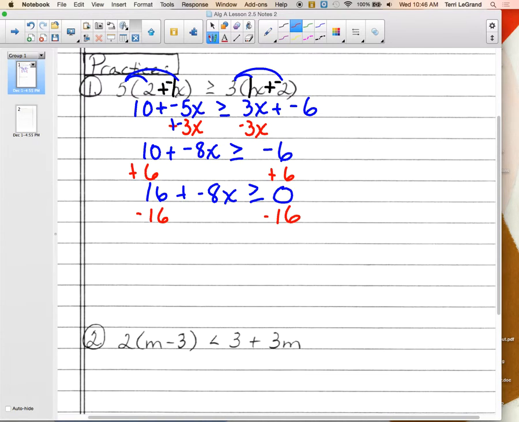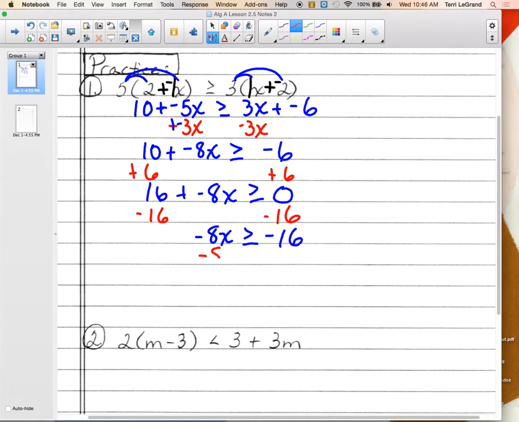And now we're going to subtract 16 because we're trying to get that negative 8x alone. So now negative 8x is alone, is greater than or equal to negative 16. 0 take away 16 takes you to negative 16. Okay, what will be our next move now? We have to do this move. What is it? Abby?